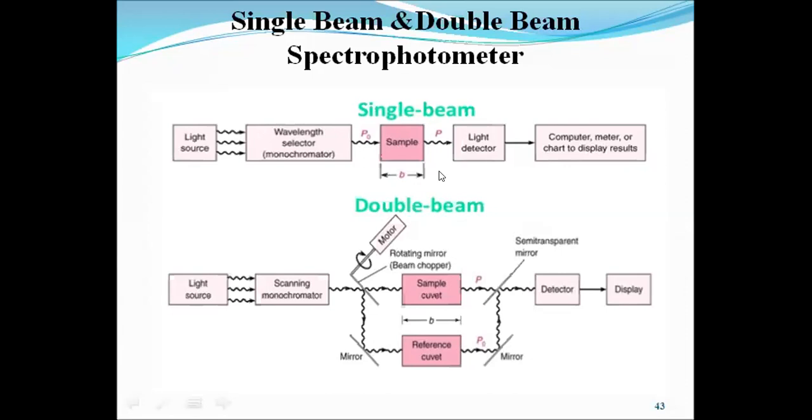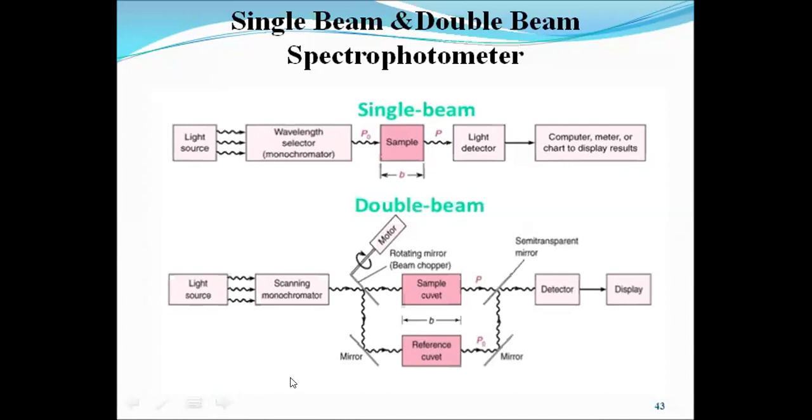And finally, by using a computer, we'll get a chart, or we can say we'll get a UV spectrum. Here we are using a single beam, and the same single beam is passed on the sample. So this is termed a single beam spectrophotometer. But there are double beam spectrophotometers also, which are better than single beam because they give better results.